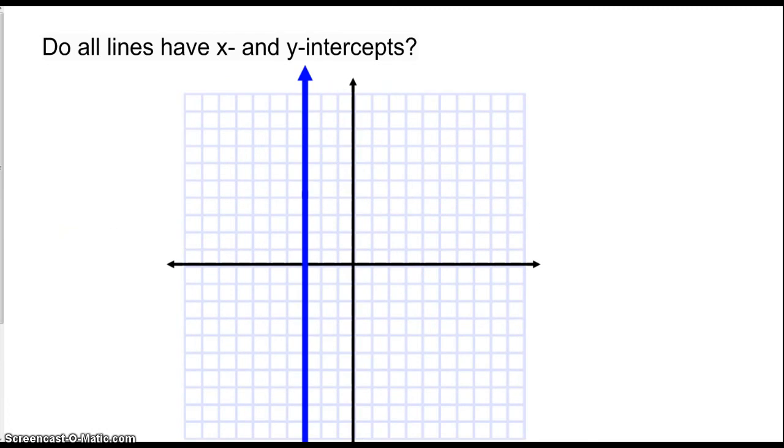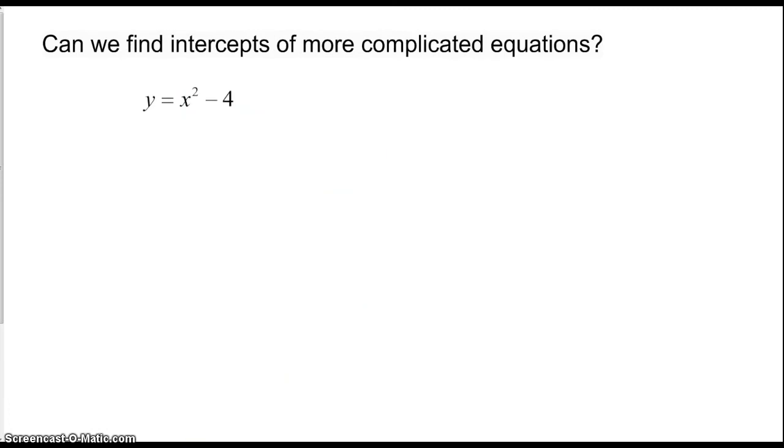Okay, and you could have the other direction. If you have a vertical line, which if you go to the video on slope, you'll find that this is the equation x equals -2. This particular line does have an x-intercept. The x-intercept would be at -2, 0, but it has no y-intercept. It never does cross the y-axis. So it is possible that there could be missing one of the intercepts. Okay? Could we find the intercepts for more complicated equations, things that weren't lines?